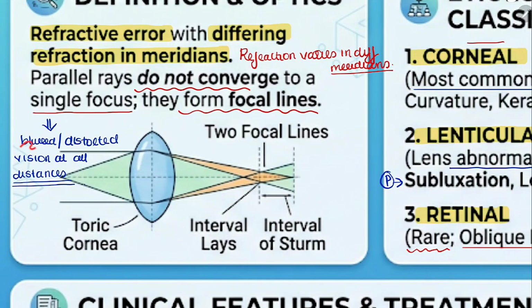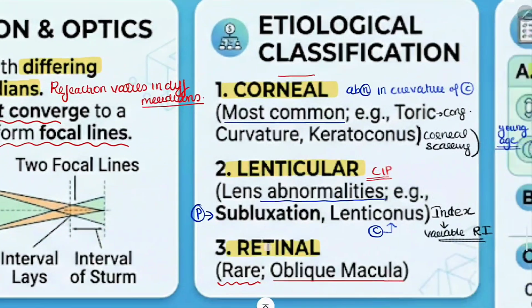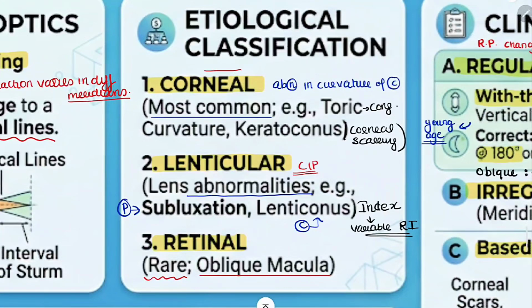And therefore we can see blurred or distorted vision at all distances, because the vertical and horizontal meridians give different refraction. So at every distance, whether near or far, we can see blurred and distorted vision. Now coming to the etiological classification.